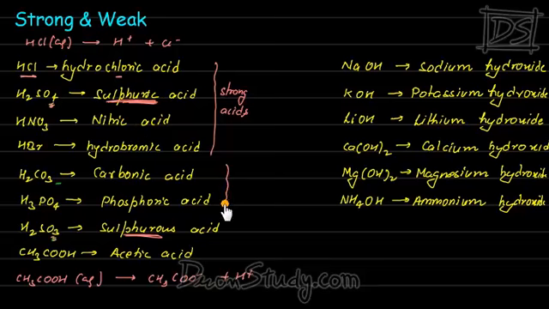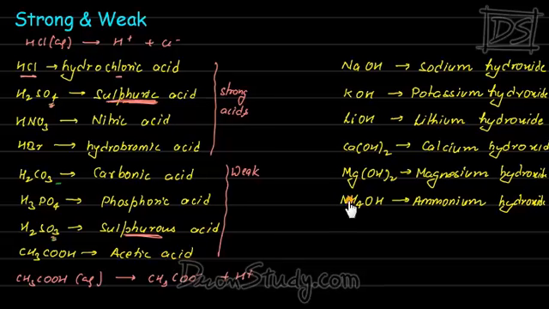Okay? And the rest of the acids here, these are the weak acids. You should remember that carbonic acid, which is very important, is very weak. Phosphoric acid, sulfurous acid, these are weak too, but not that important. Acetic acid, again, is very important. You must know it is also a weak acid.